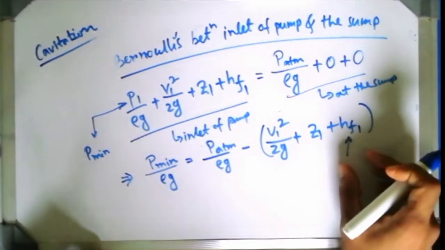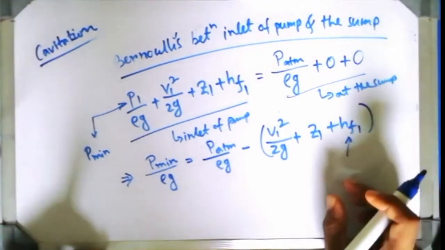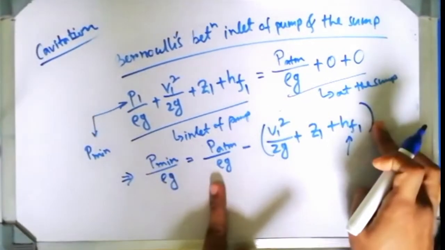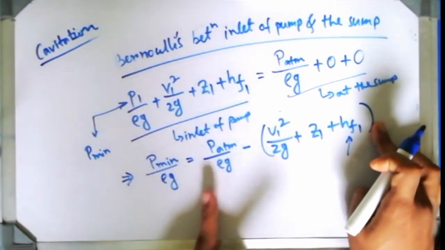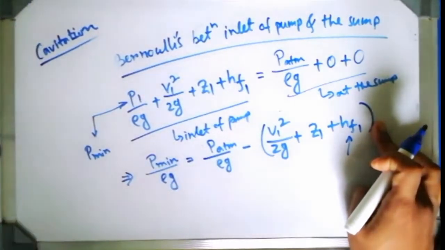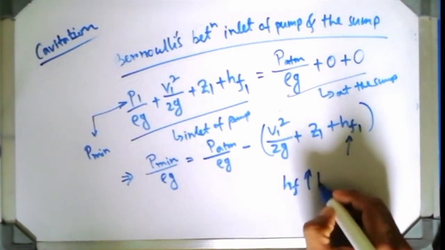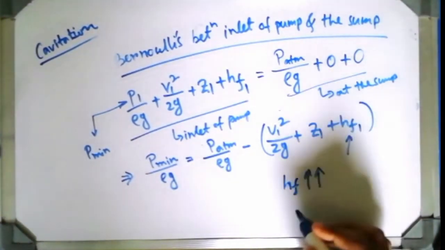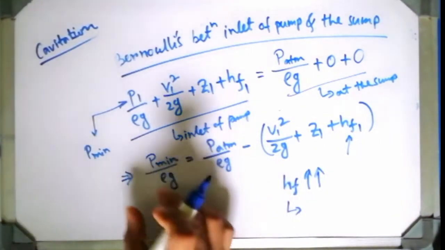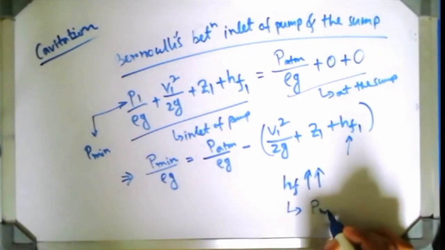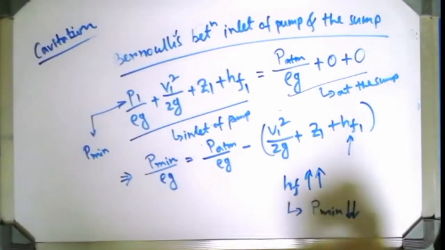Now if the HF value is increased, then this whole value will be increased, and then this result will be decreased. That means the P minimum value will be decreased, isn't it? If HF is getting higher and higher, then as a result this value will be minimized. Yes, that is what I am trying to say, that P minimum is going to reduce then.